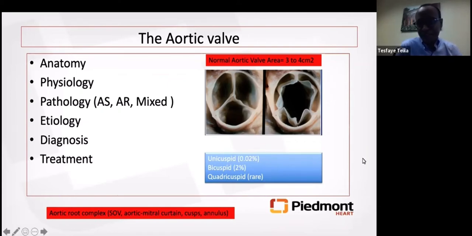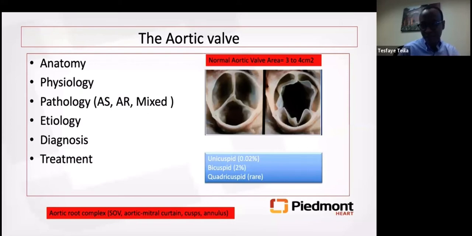The aortic valve is a fairly simple structure, unlike the mitral valve, and it sits between the aorta and the left ventricle. As you know, this is systole simulated on the right and diastole simulated on the left. And it's a systolic opening valve, a high pressure opening valve, and it has three cusps. The normal aortic valve is a tricuspid valve.